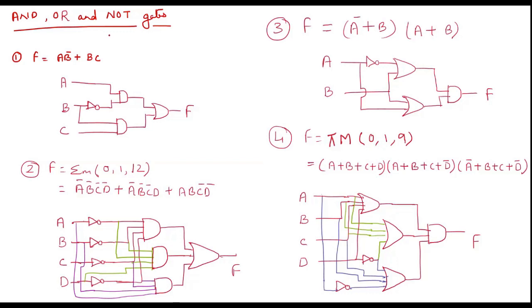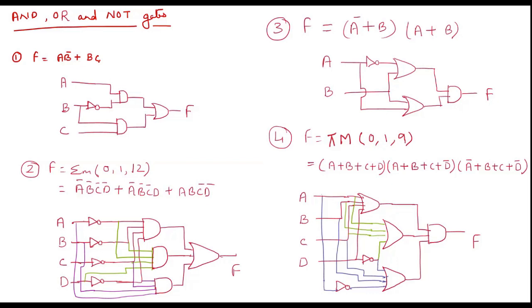In this video we're going to study synthesis using AND, OR and NOT gates. I have taken different examples to explain how synthesis can be done using these three types of gates. The first example I have taken is F equals AB complement plus BC.